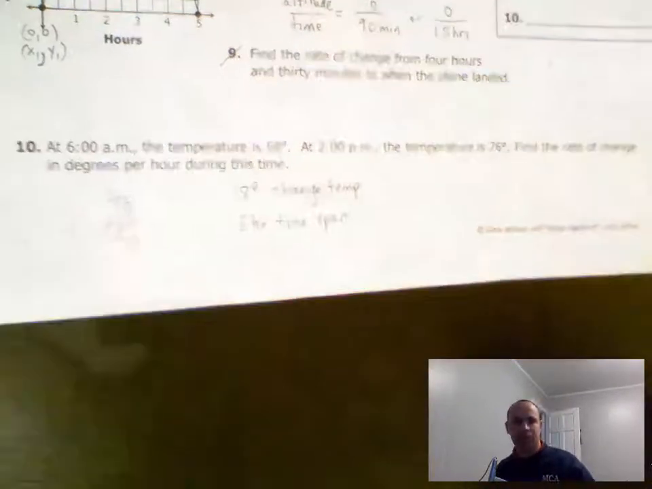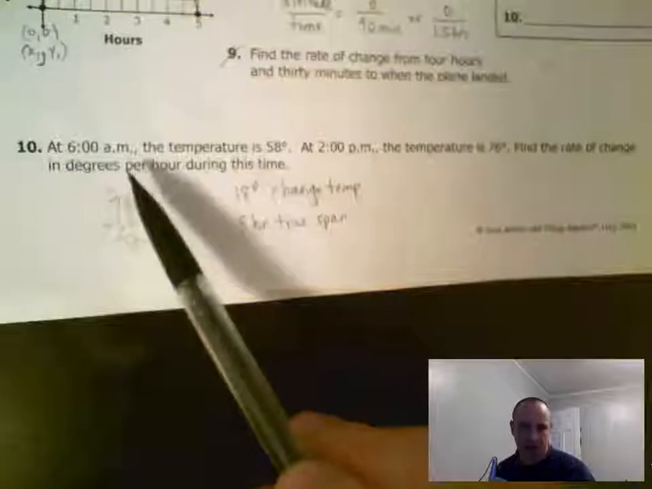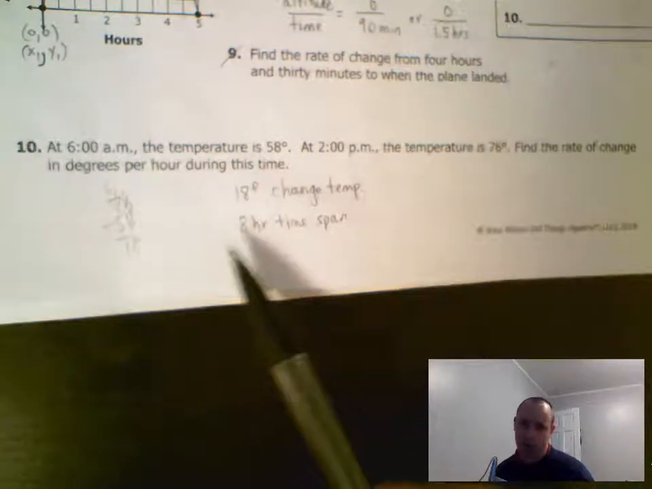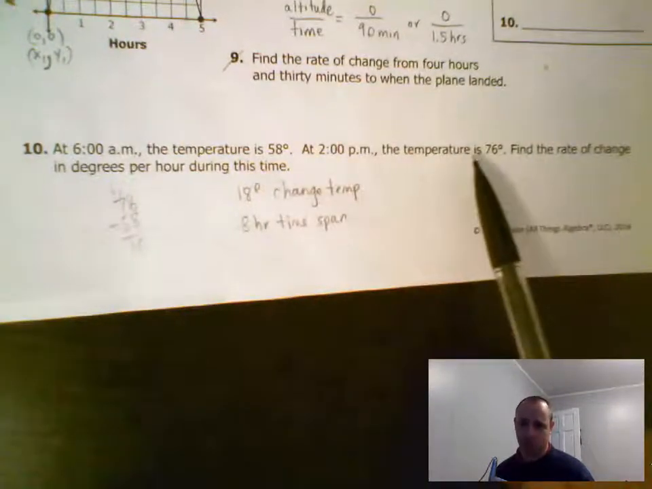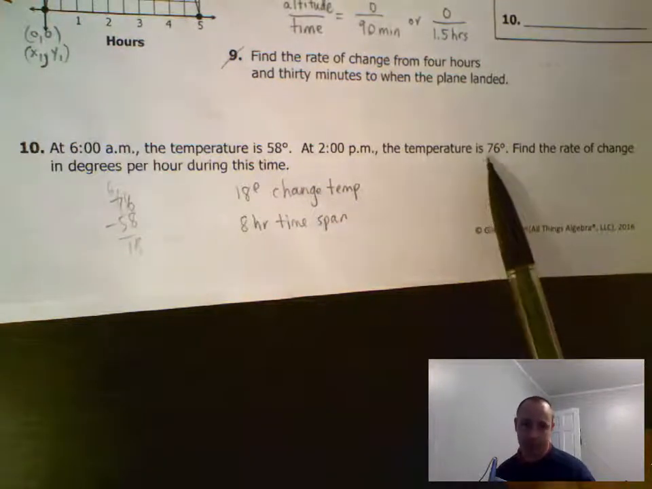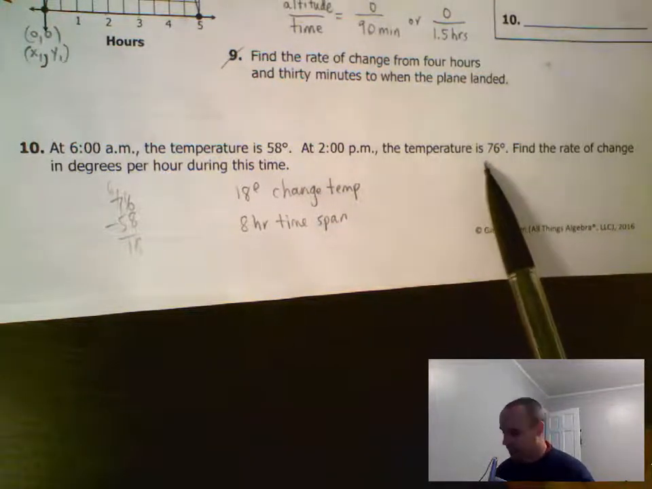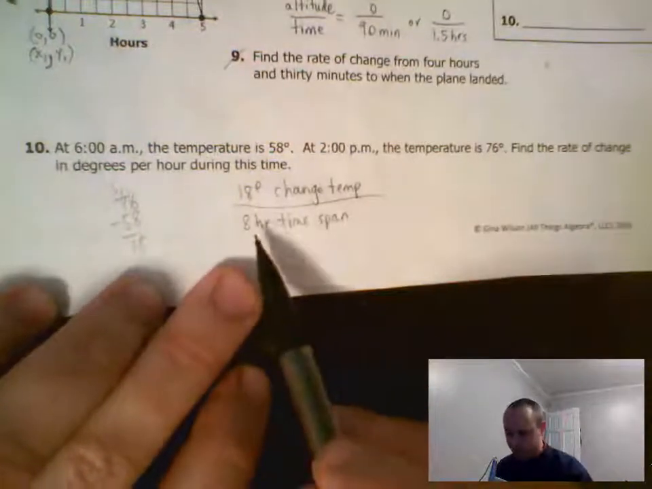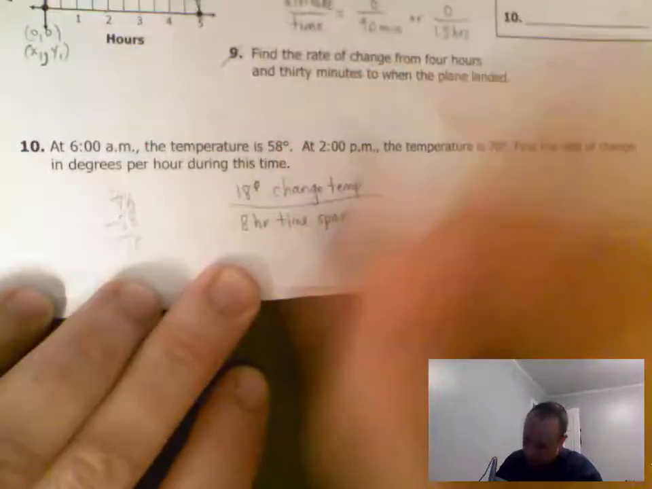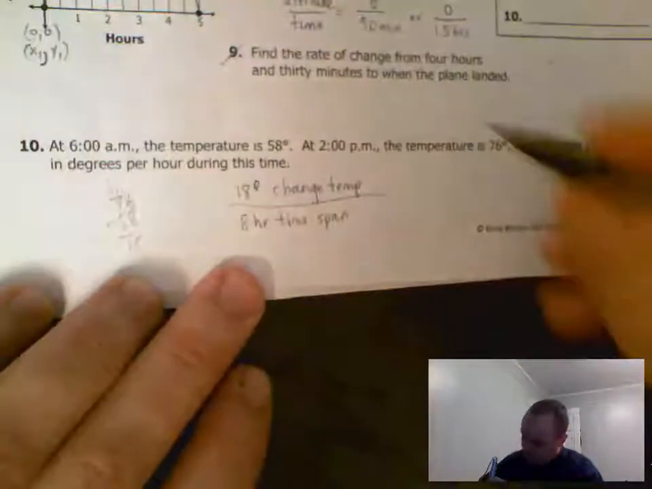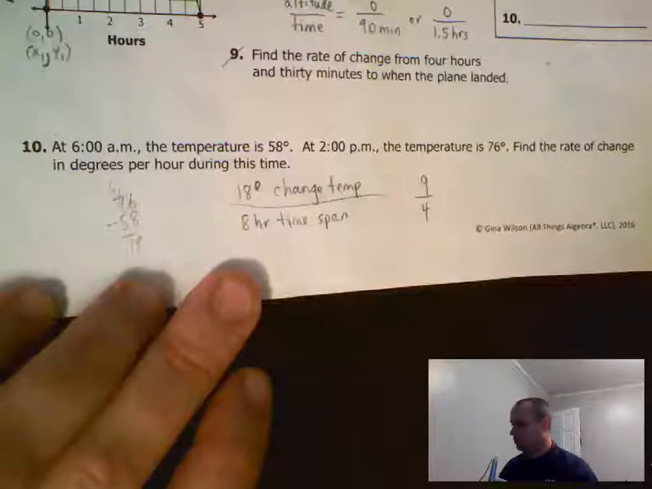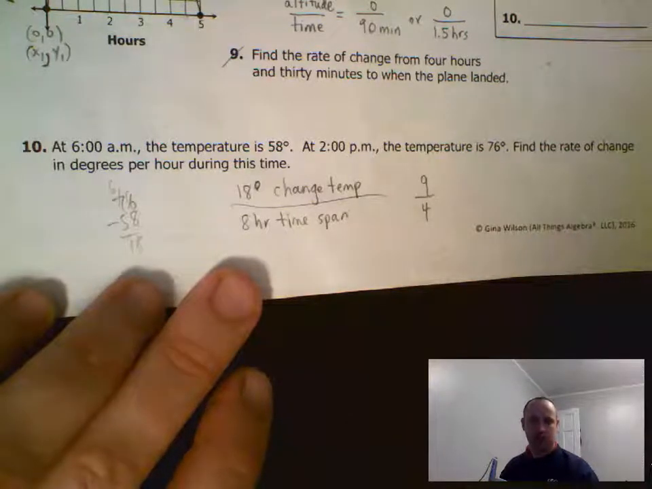Okay, now let's think about it. The temperature started at 6 a.m. at 58. So over the 8 hours, it looks like our temperature went up. Which in most days it goes up by 2 p.m. So it was an 18-degree positive change in temp over an 8-hour time span. So that would be the same as 9 over 4. Or this might be a good one to use your calculator because they want to know degrees per hour.